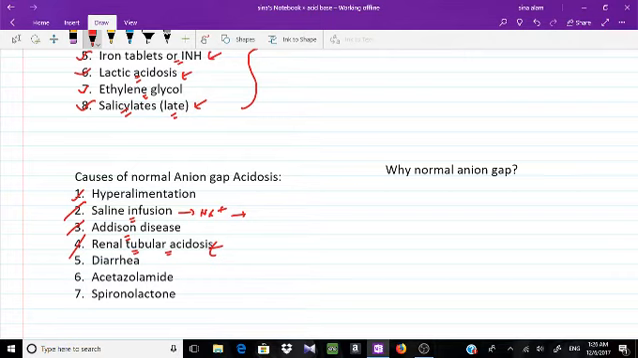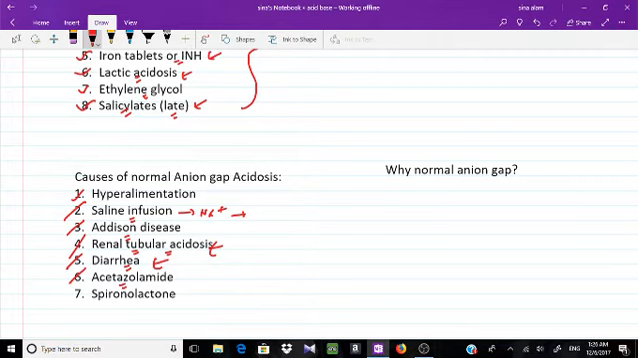Renal tubular acidosis, another nasty thing. There are several types of renal tubular acidosis. I cannot explain that right now because it's a separate thing. Diarrhea, there is loss of bicarbonate, because you know in our small gut a lot of pancreatic bicarbonate mixes up, and when it passes down with diarrhea, we lose bicarbonate, and when we lose bicarbonate, we call it normal anion gap acidosis.